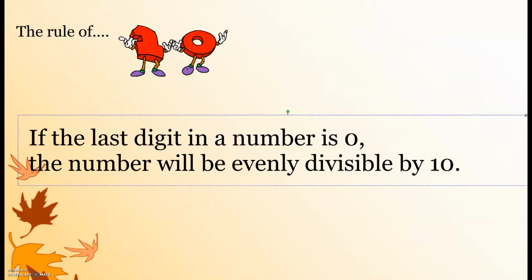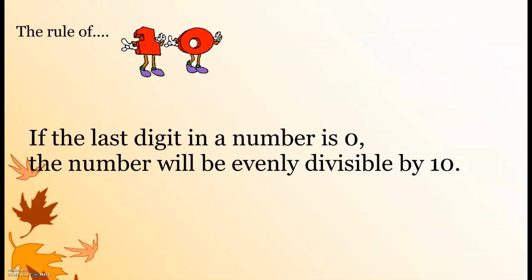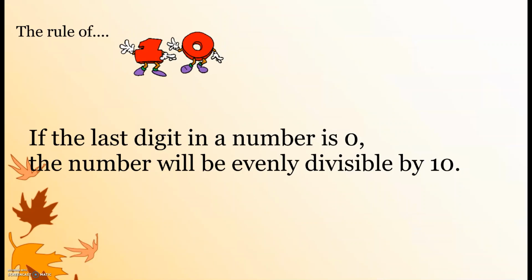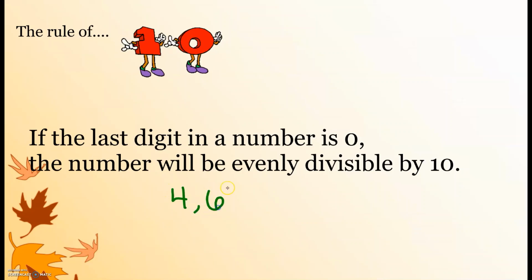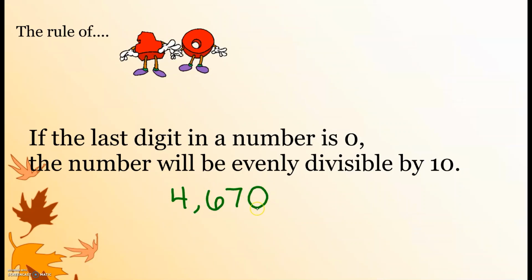The first rule that I believe you are all pretty confident with is the rule of 10. So when we look at a number, if the last digit ends in a 0, then the number will be evenly divisible by 10. And we could talk about a really, really large number, or we can talk about something smaller. So for example, if I have 4,670, we know because there is a 0 in the ones place, then this entire number is divisible by 10.